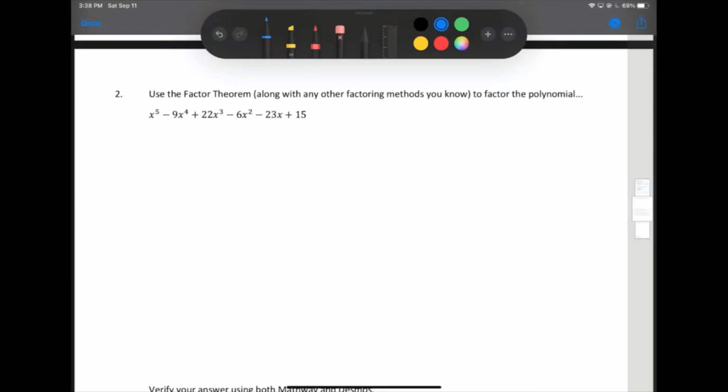Okay, so here's what we need to do. We don't have any factoring methods that are going to let us do a lot here. I can't do difference of squares, common factor, there's nothing there. I can't use factoring a trinomial, simple or complex. I'm kind of stuck. But I can use the factor theorem.